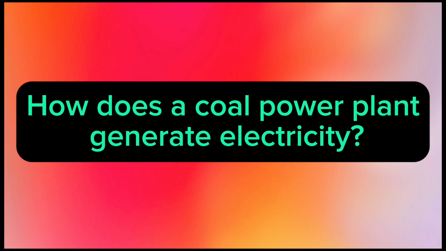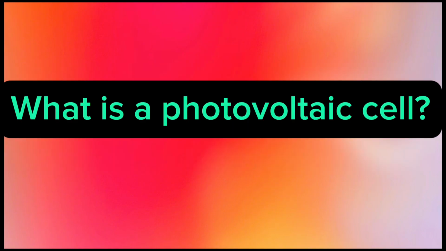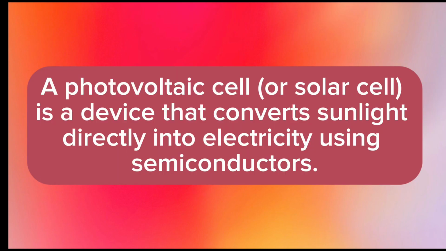How does a coal power plant generate electricity? Coal power plants burn coal to produce heat, which is used to generate steam. The steam drives turbines, which, in turn, generate electricity. What is a photovoltaic cell? A photovoltaic cell, or solar cell, is a device that converts sunlight directly into electricity using semiconductors.